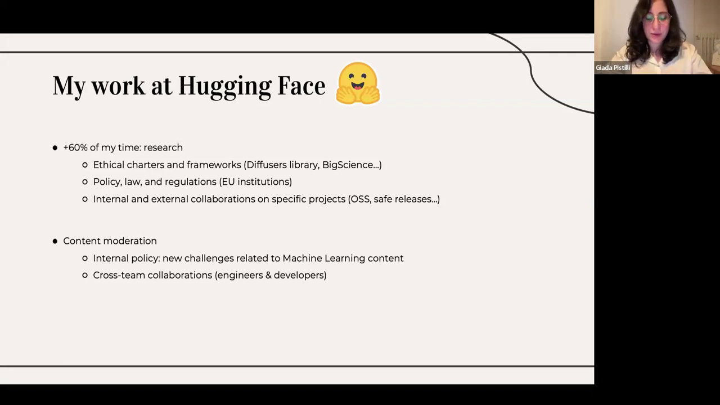And as I was saying, I also deal with content moderation. So I drafted the content policy that is now online. And as I was saying, there are new challenges. Maybe we can explore that after. And then cross-team collaboration, which means that on specific projects, I can collaborate with engineers and developers.